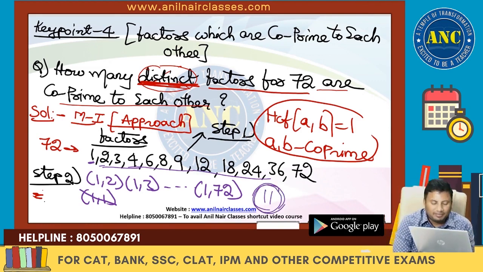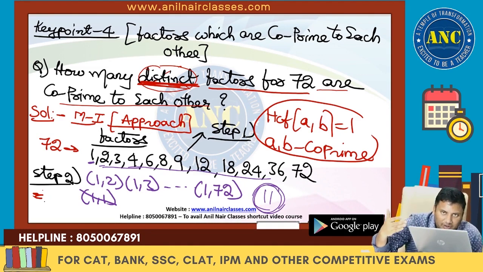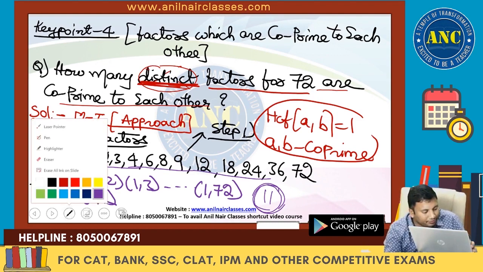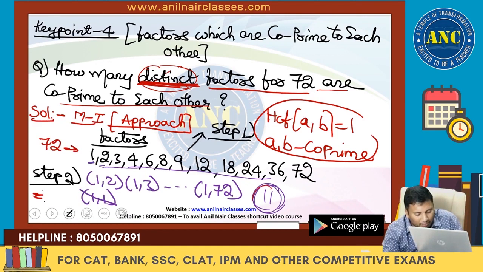Am I right? First step: how many numbers are co-prime with 1? 1 with 2, 1 with 3, 1 with 72. There are 11 numbers which are co-prime with 1.